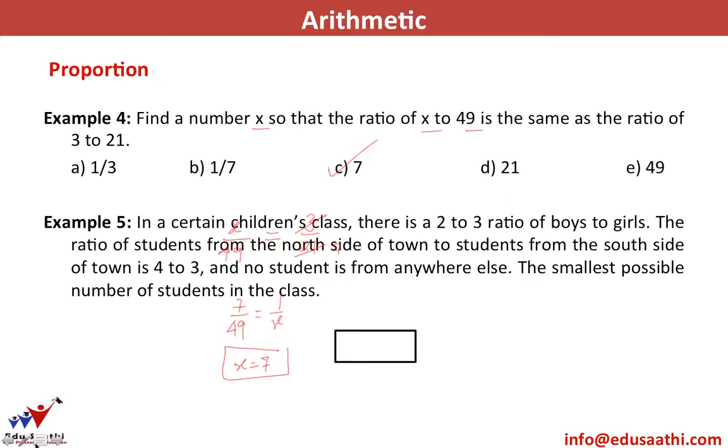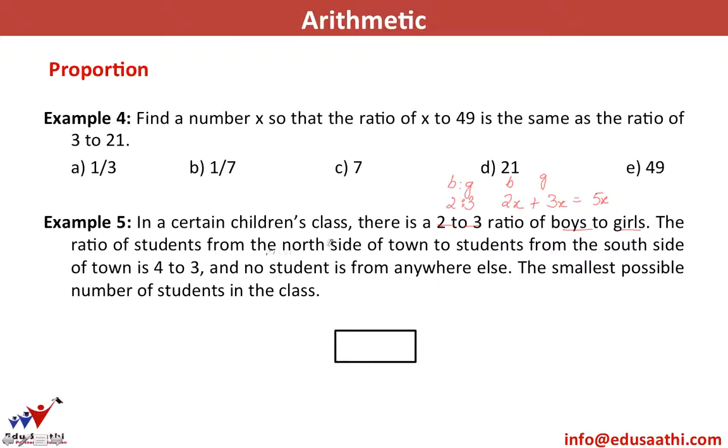So let me just erase the things on the slide. Let's look at the next question. In a certain children's class, the number of boys and the number of girls are in the ratio 3 is to 2. So I can say the absolute number of boys is 3x and the absolute number of girls is 2x. So the total class size is 5x.